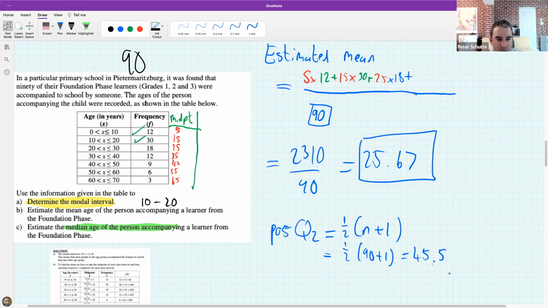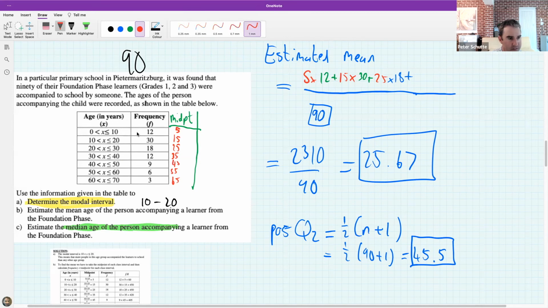Okay, so a couple of people are getting that it's in position 45.5. So now you have to decide, how do you figure out what interval goes with position 45.5? Be careful with this one. So think about it. If it's in position 45.5, which interval would it fall into?